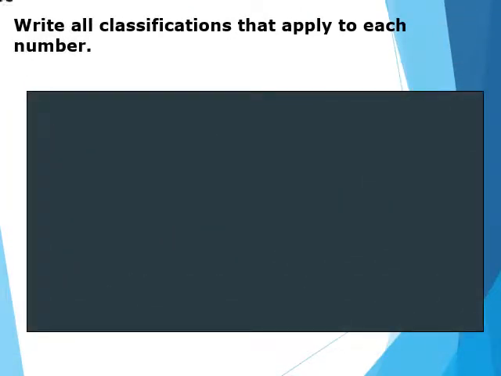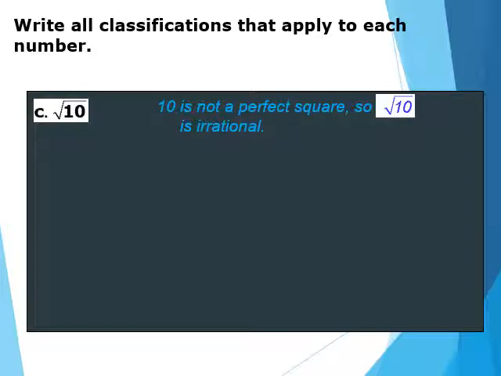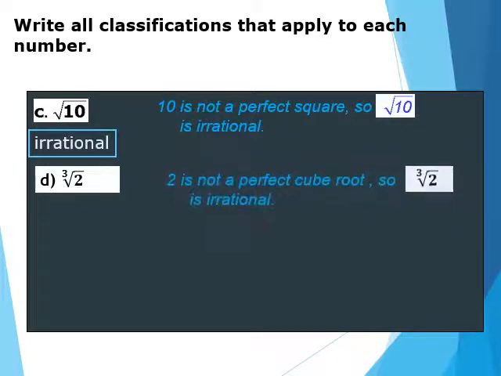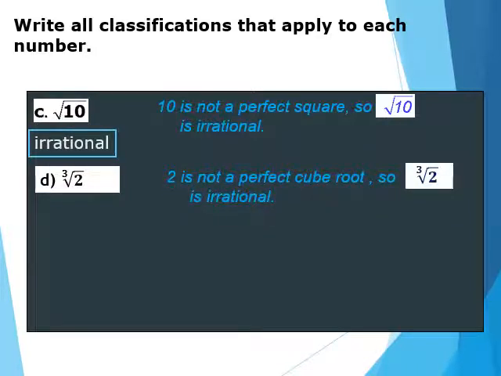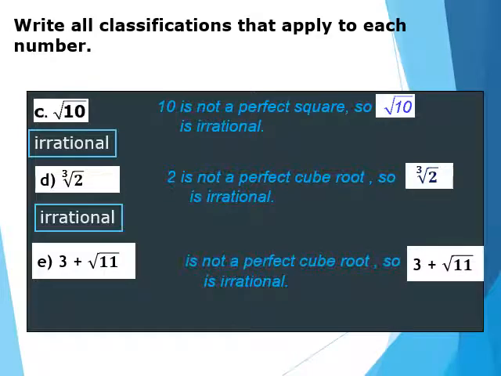Another example. Root 10. Root 10 is not a perfect square, so root 10 is an irrational number. Letter D, cube root of 2. 2 is not a perfect cube, so cube root of 2 is an irrational number. Letter E, 3 plus root 11, is not a perfect square root, so it's an irrational number.